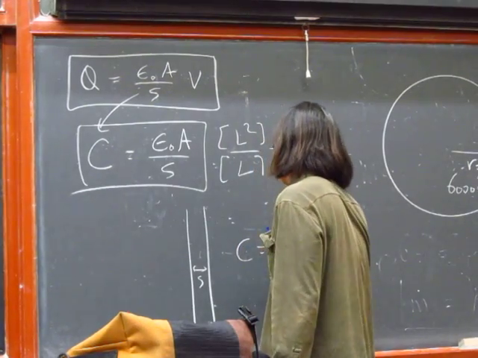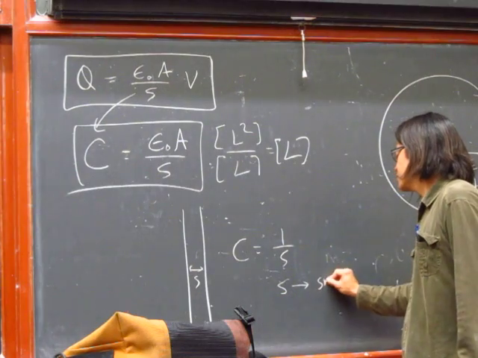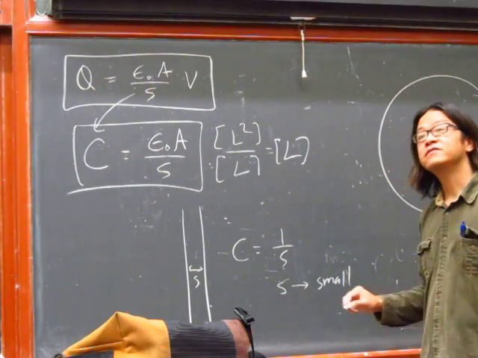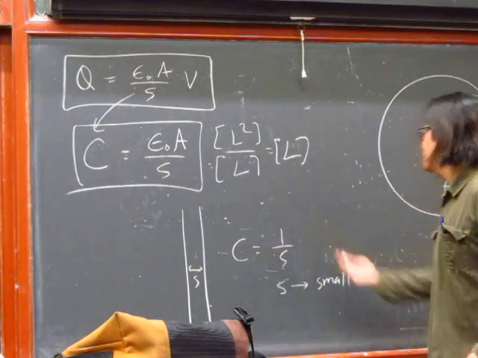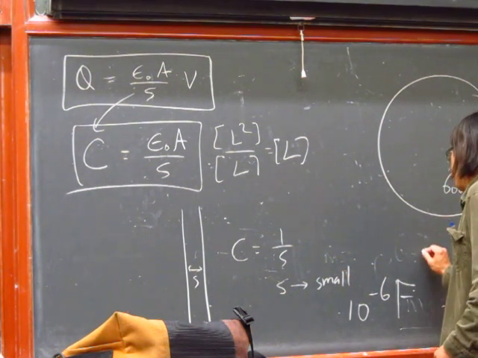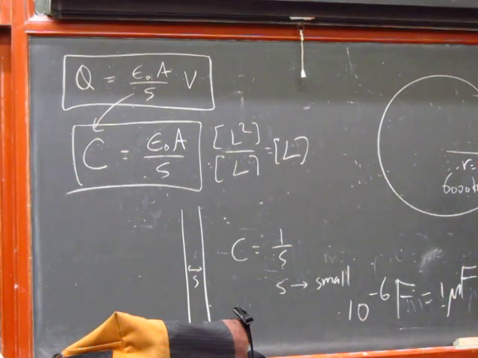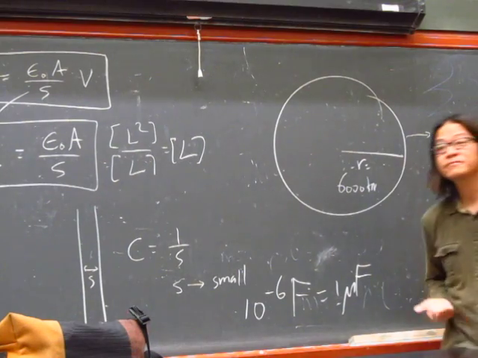Because the capacitance goes as 1 over S, you can make this S as small as possible. So it's possible to make capacitors, usually in the microfarad range. 1 microfarad, something of that size.